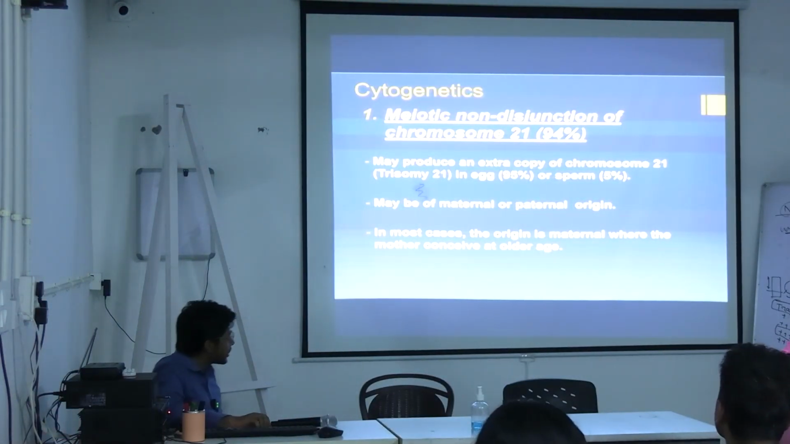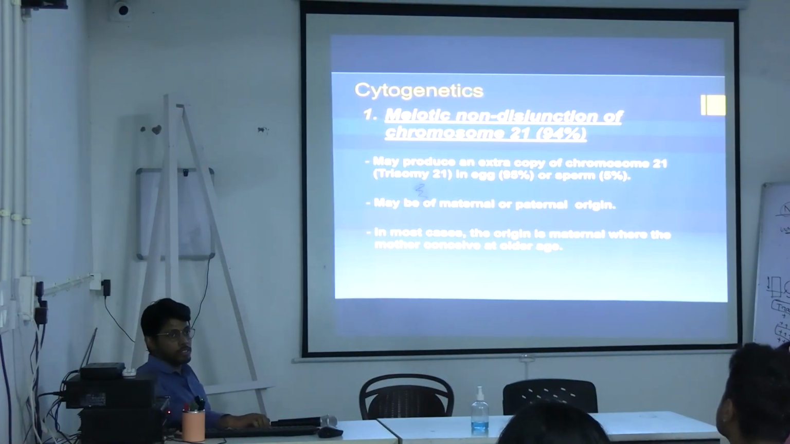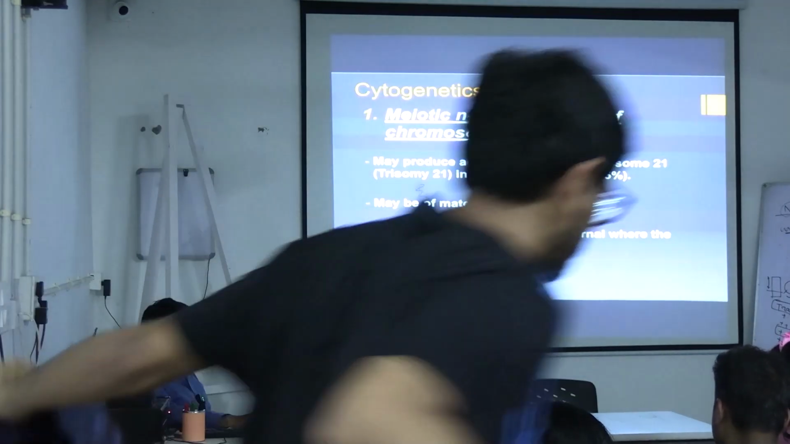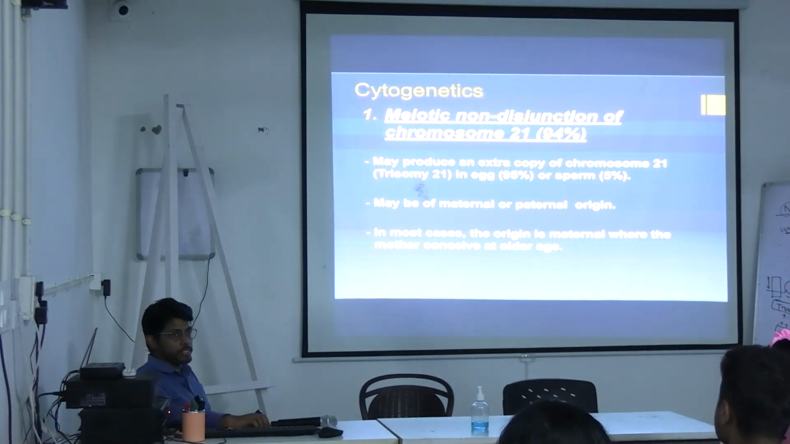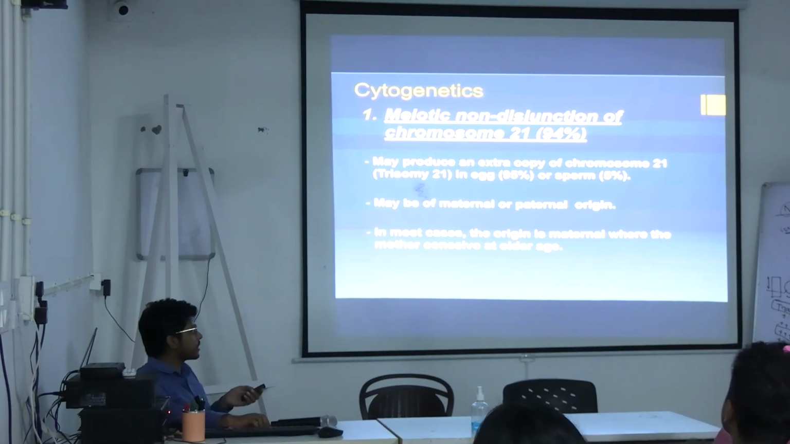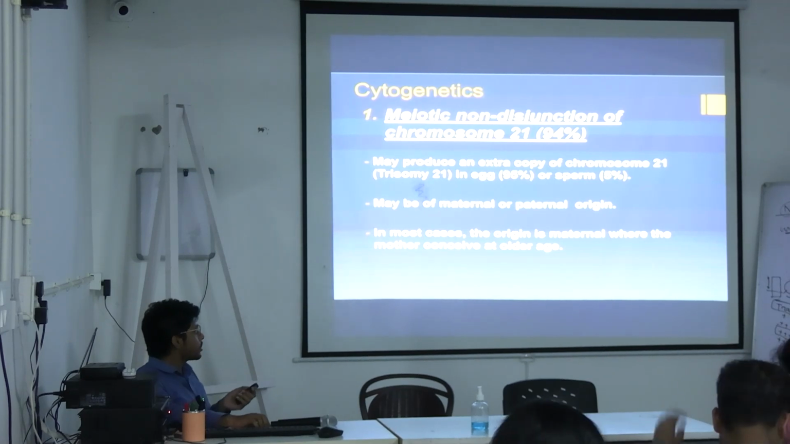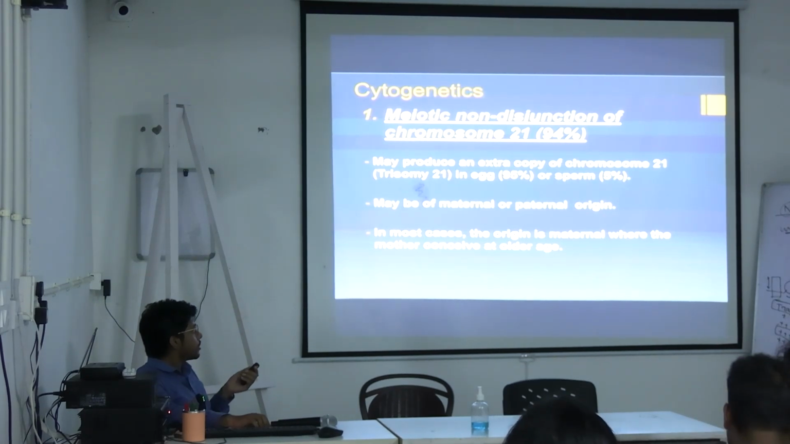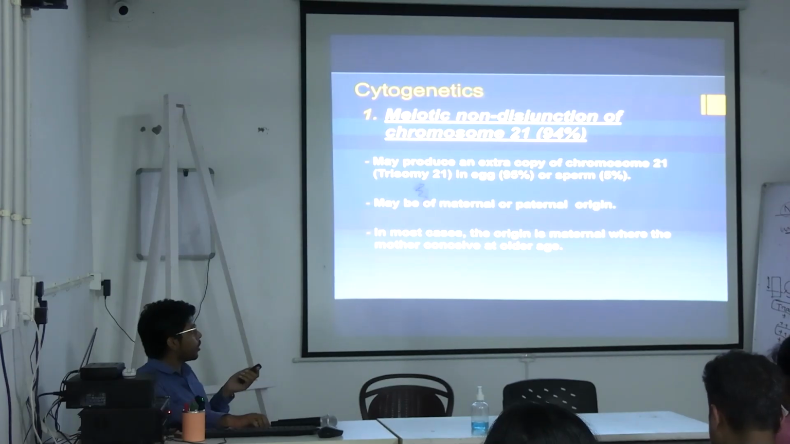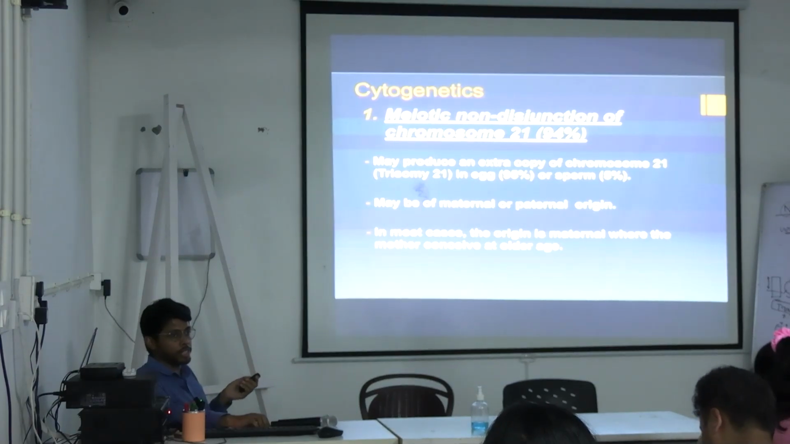Cytogenetics: what is the cause or factor behind Down syndrome? Most common is non-disjunction. In 94% cases, chromosomal non-disjunction is responsible for Down syndrome. This non-disjunction may produce an extra copy of chromosome 21, that is trisomy 21.